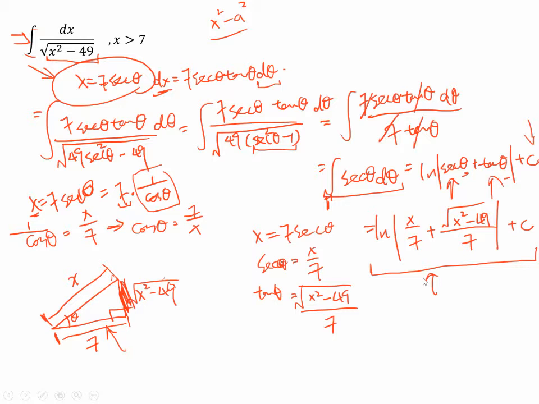So for this problem, I surely want to find the format first and see which one it belongs to: x squared minus a squared. Set up the substitution and plug in. Check there is no limit, so I don't need to change the limit for this one. Okay, let's see the next problem.